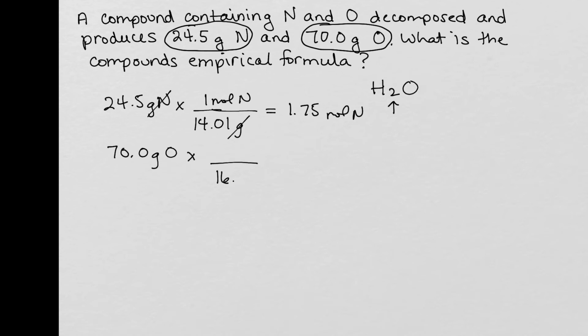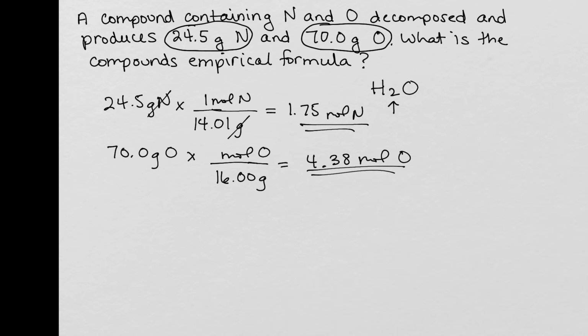Oxygen is 16, might be 15.994 if you look up a certain different periodic table. But that will just affect our rounding only minorly, so it's not a big deal. So 70 divided by 16 is 4.38 moles of oxygen. So now I need to compare these two.